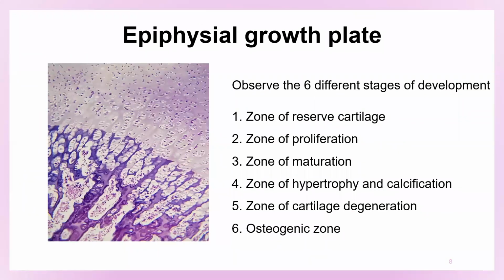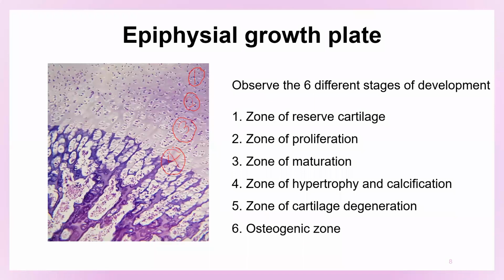Right. So this is a slide that we have of the epiphyseal growth plate. We have quite a few nice slides of that. And you can see very clearly the six different regions. Firstly, you can see the zone of reserve cartilage or the resting cartilage here. Then you can see the cartilage cells dividing, the proliferation stage. And then you can see the zone of maturation where the cartilage cells are becoming larger and larger, maturing, increasing in size. And calcification starts to occur.